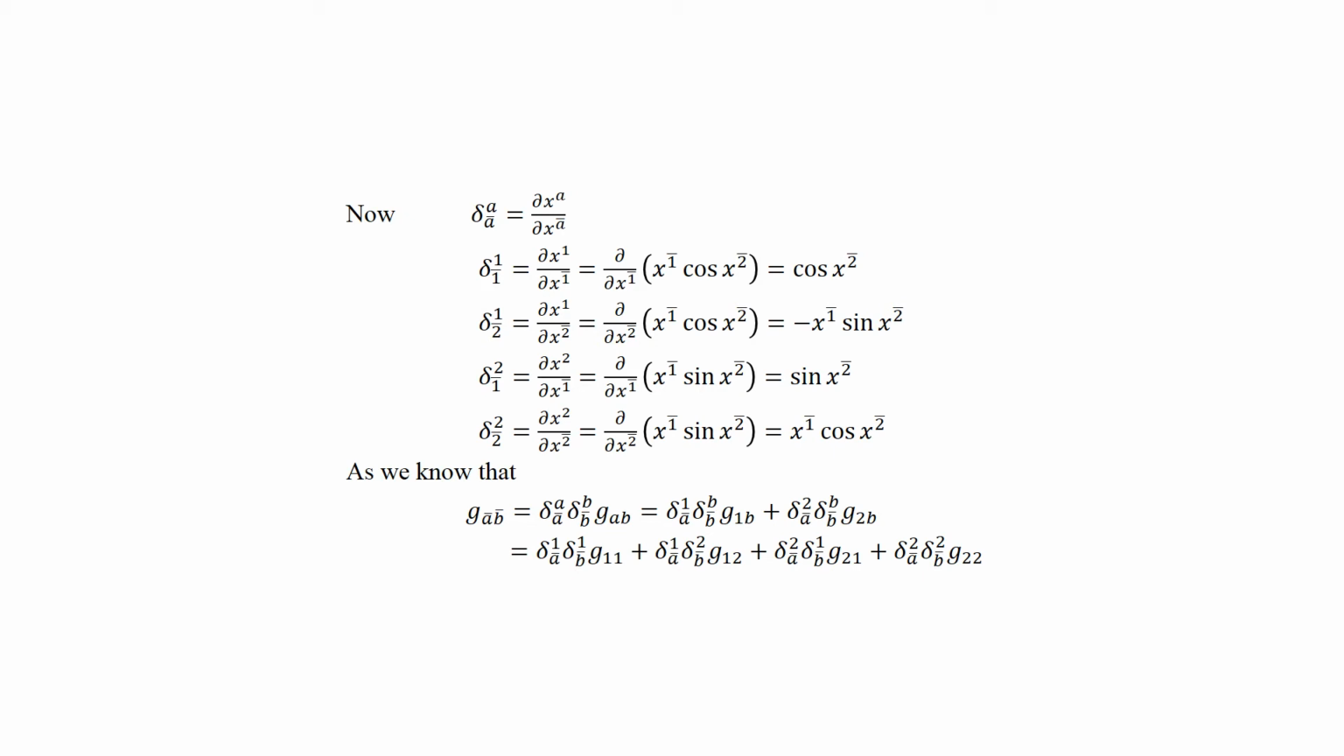Now, as delta a bar is equal to partial x a over partial x a bar, when we change, the variation of a is 1 and 2, and the a bar variation is 1 bar and 2 bar. So the first term, delta 1 1 bar, is equal to partial x1 over partial x1 bar. Taking x1 is equal to x1 bar cos x2 bar, and taking the derivative with respect to x1 bar, the derivative of x1 bar is 1 and the other term becomes constant with respect to x1 bar, so we remain with cos x2 bar.